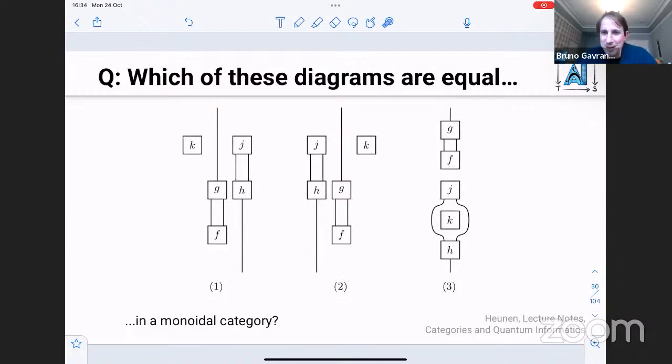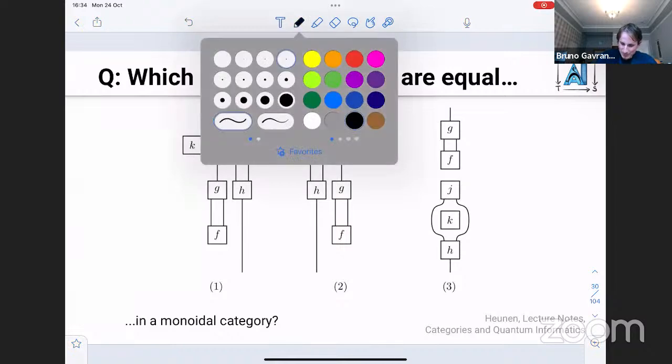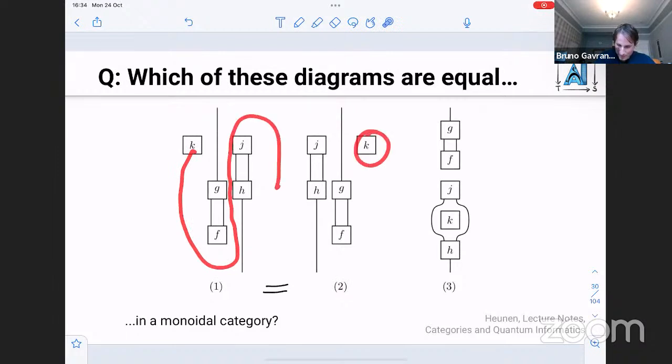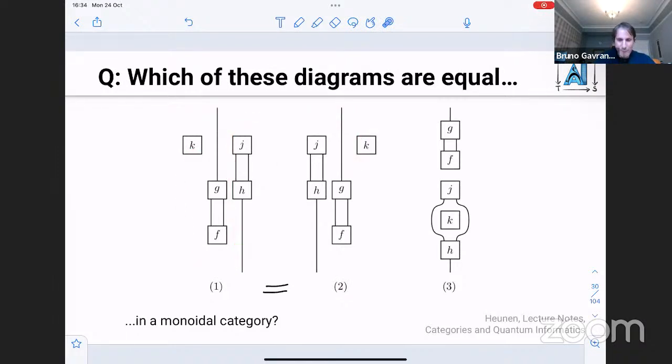So I see many answers. Nobody's definitely being sure in their answer. But let me help you out by saying one part of what is equal. I can certainly tell you that 1 is equal to 2. Now, why is that the case? I think this is pretty easy to show. We can imagine taking this k, and we see that this k was slid through here up to this position, right? And we see that we haven't really been crossing any wires when we went between these two diagrams. So that's certainly the case.